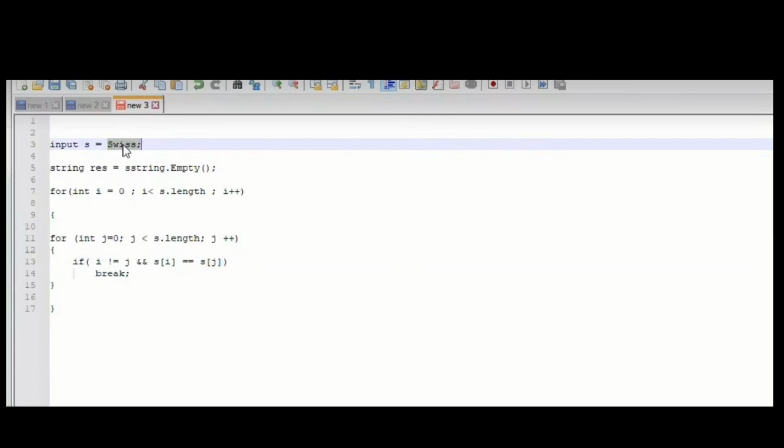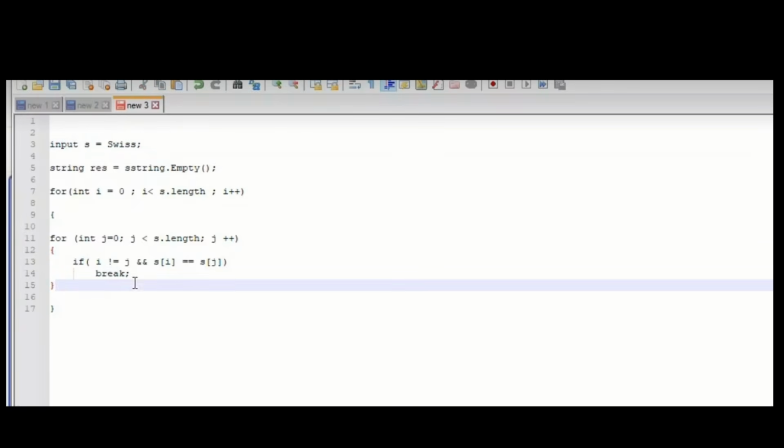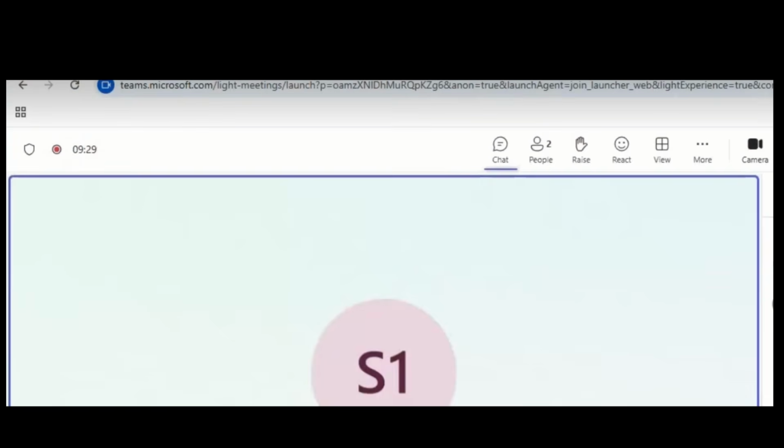Okay, Bhargav, you got your intention. So basically, I'll first read the first character and check for the next set of characters if there are any matching. And the moment you get it, you will break it out.